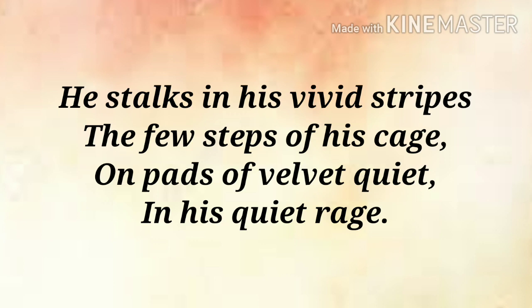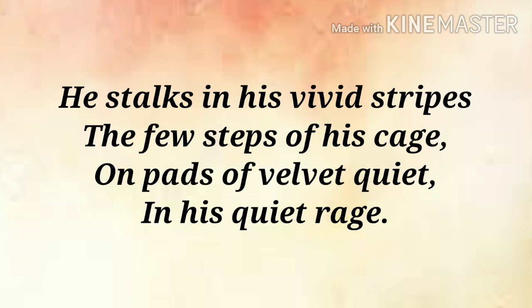Again I would repeat the stanza. He stalks in his vivid strips, the few steps of his cage, on pads of velvet quiet, in his quiet rage. In this stanza, the poet describes the appearance of the tiger. When he says he stalks in his vivid strips, the few steps of his cage, the poet describes the appearance of the tiger in the zoo and its body language.